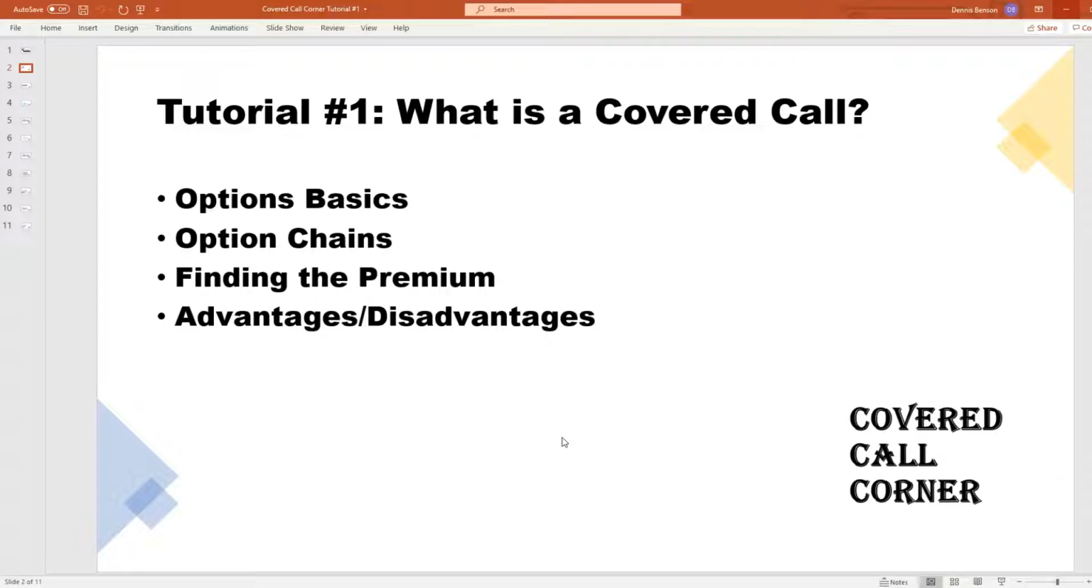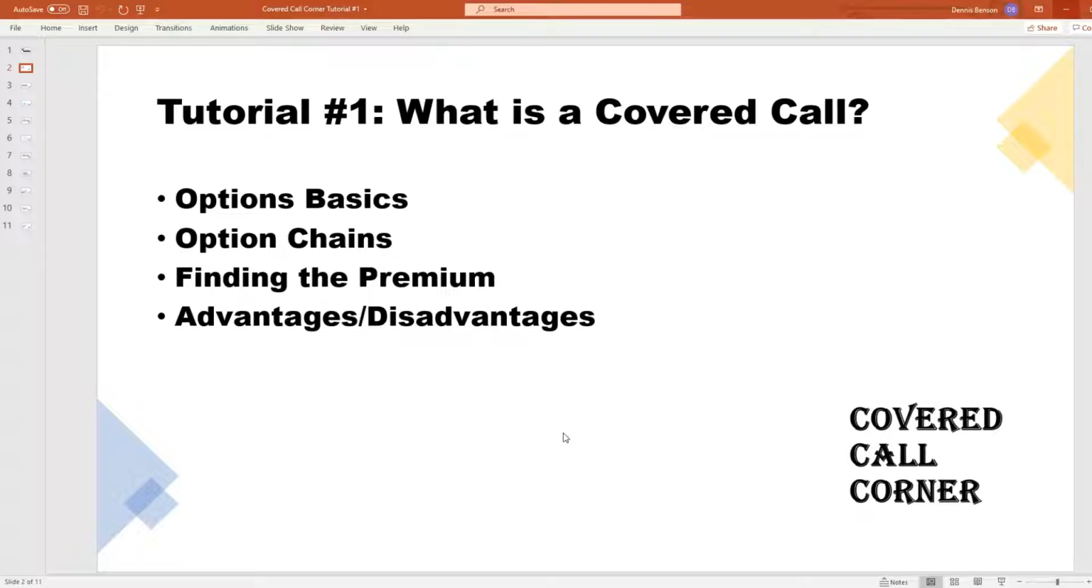What is a covered call? A covered call is when you own 100 shares of a particular stock or security like an ETF, and you write a call contract against it. It's covered because you own the underlying stock, so that if the price of stock goes up and you have to relinquish shares of the stock, you already own it. So that's why it's covered.